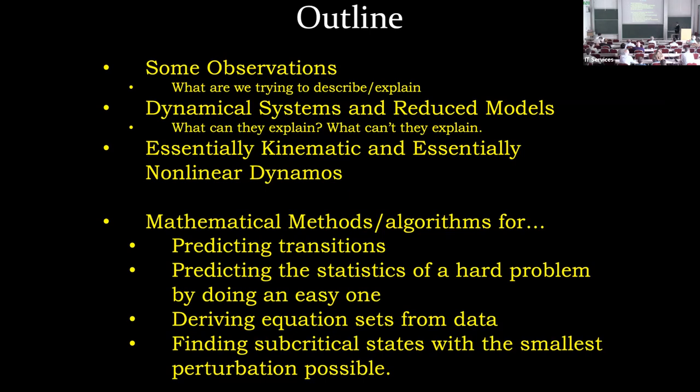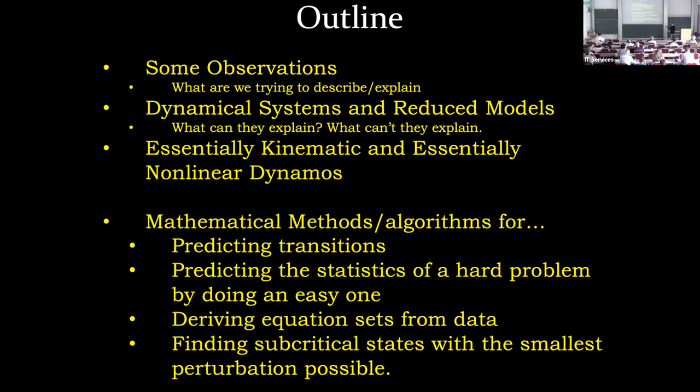So I'm going to start off by showing some observations and just saying what are we trying to describe or explain. And then I'll talk a little bit about dynamical systems and reduced models and talk about what can they explain and what can't they explain. They obviously can't explain everything. We heard from Keith this morning some amazing mathematics to do with how do you generate a large scale field in the first place. I don't think reduced models can say very much about that, but they can say something about the dynamics of that field once it's been generated.